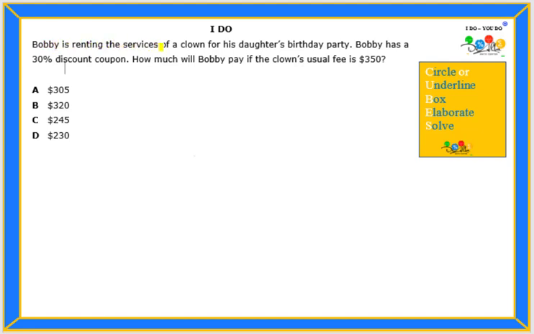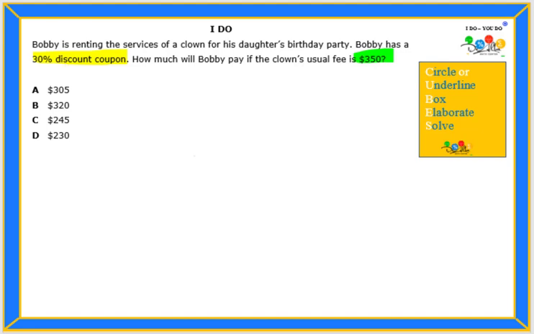Bobby is renting the service of a clown for his daughter's birthday party. Bobby has a 30% discount coupon. How much will Bobby pay if the clown's usual fee is $350?